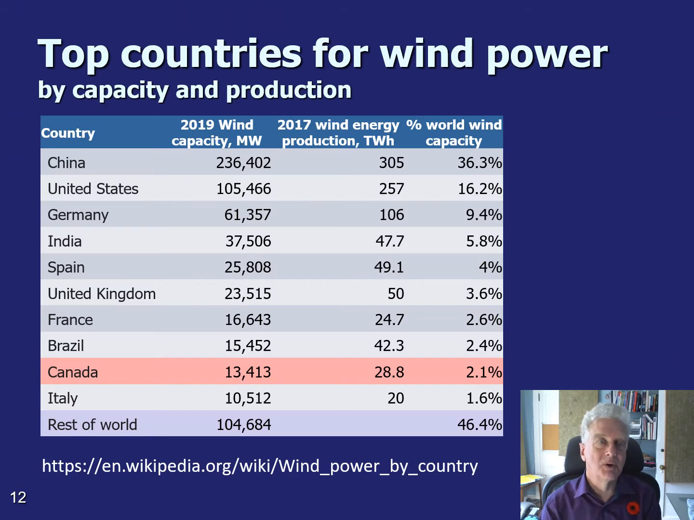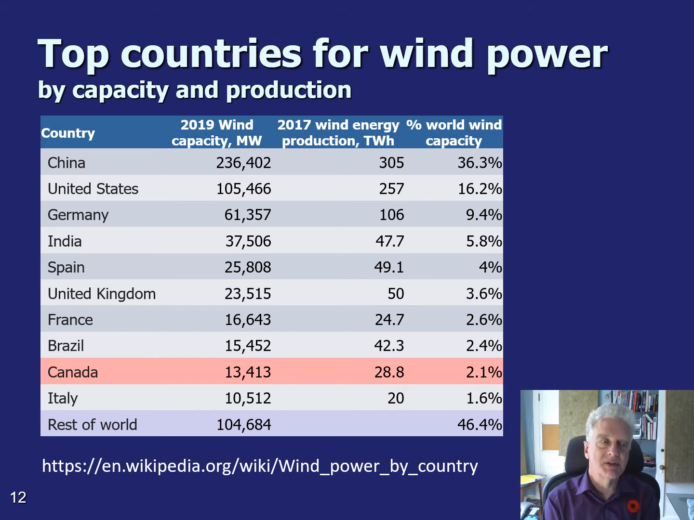Here's some figures on which countries are in the lead around the world in the wind industry. This is looking at it by capacity and by production. So at the top in both categories, China has over 236 gigawatts of wind capacity installed, and that makes up 36% of what's out there in the world. The United States is second with 16% of the world's wind. That's about 105 gigawatts. And Germany comes in third.